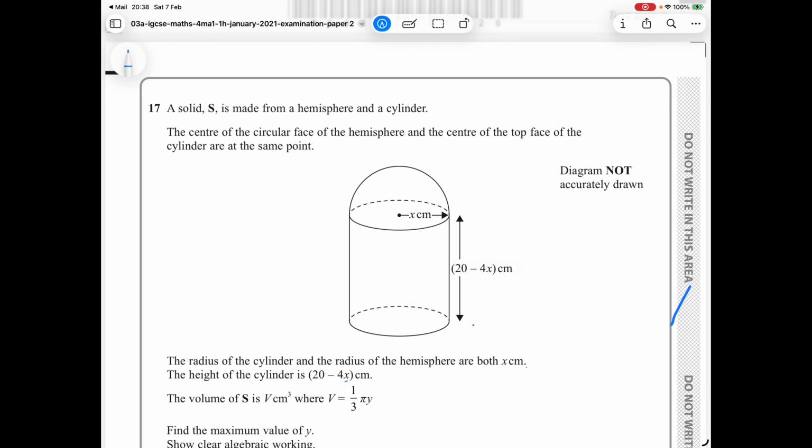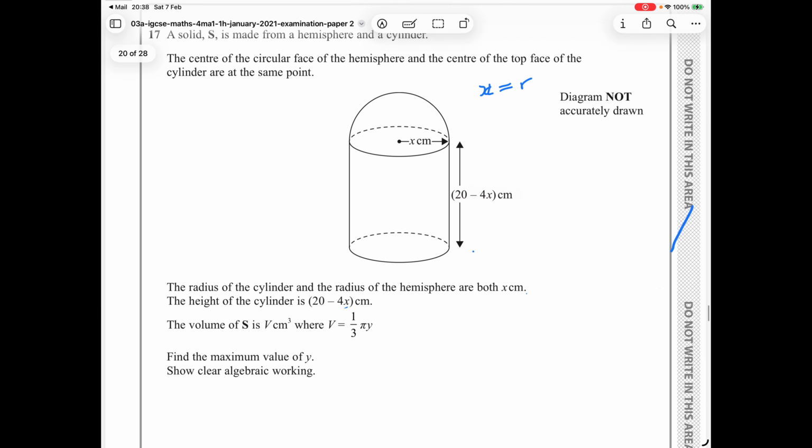Question 17. A solid is made from a hemisphere and a cylinder, and the centre of the circular face of the hemisphere and the centre of the top face of the cylinder are at the same point. It looks as though x equals the radius for both. The radius of the cylinder is x, the height of the cylinder is 20 minus 4x, and the volume of S, the whole thing, is V centimetres cubed, where V equals a third pi y.